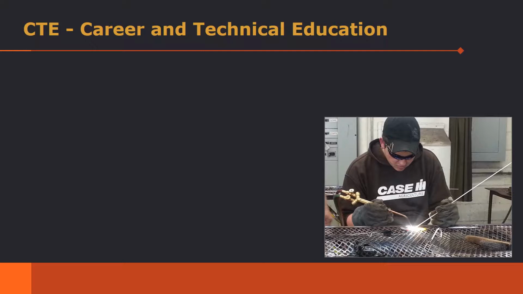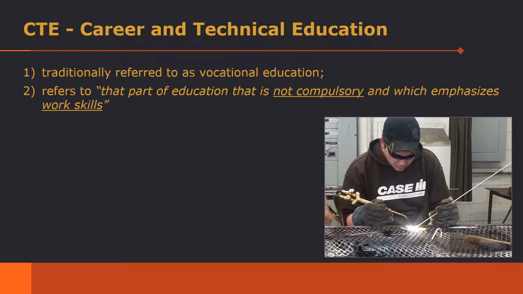At first, we need to talk about what we mean by career and technical education. Traditionally, these were referred to as vocational courses. And as we know, they refer to the part of education that emphasizes work skills. These typically are courses that are not required, but that students can take in order to gain skills that they might need in the workplace.